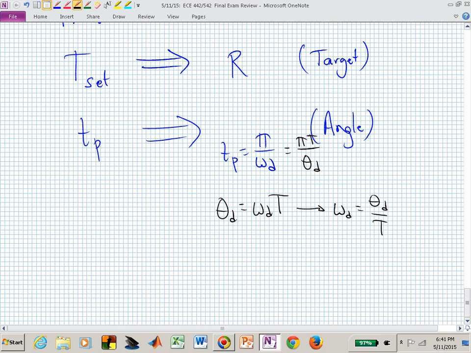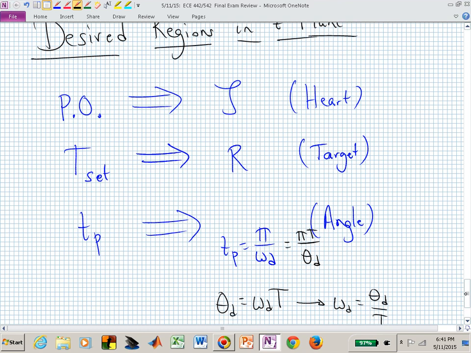And when we talk about these three relationships, percent overshoot, settling time, and time to peak, what am I assuming? Second order system. And these are just very crude because they're based on a second order. And if you have something other than a second order, which you probably will, you have to realize that and use these with an understanding that these aren't hard and fast.